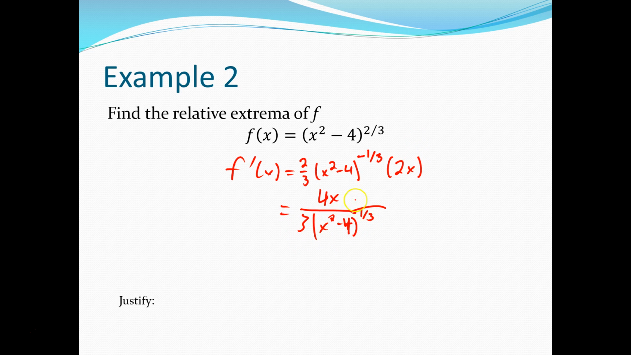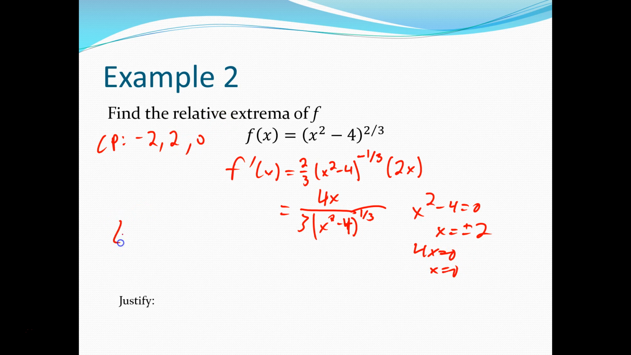So if the denominator is 0, that's going to happen when x squared minus 4 is equal to 0. That happens when x is plus or minus 2. So those are critical points we're going to have to check. Negative 2 and 2. We also have to check when it's 0. Well, it's 0 when x is 0, right? The top of the fraction has to be 0, so if 4x is equal to 0, which happens when x equals 0. So negative 2, 2, and 0. Set up our number line. Negative 2, 0, and 2.